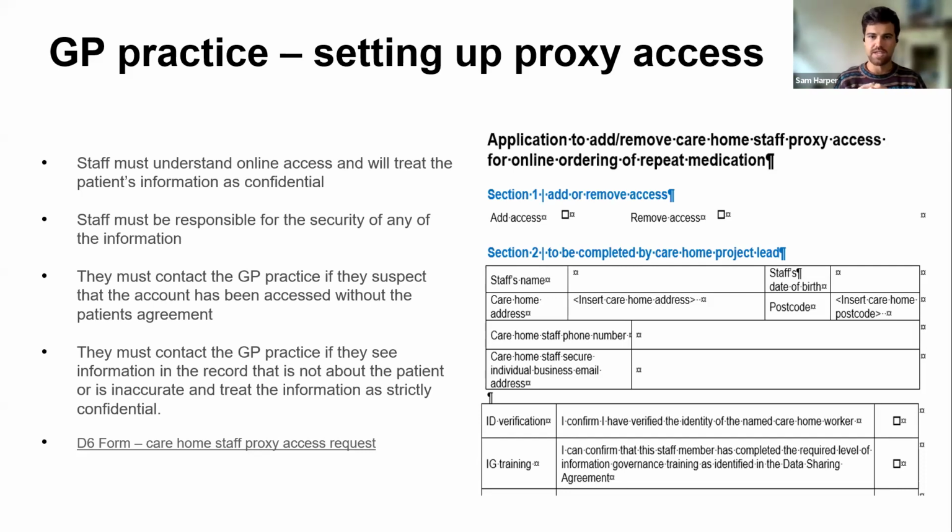Now, there is a staff form here, so that adds access or removes access. I've included that in the slide, so you can literally just click on this. It'll take you through to the care home staff proxy access request, which you would go through. Now, I've included an infographic at the end of this slide, which details every single step on the whole journey. But I'm not going to go through that today, as that is an entirely separate session that I do run.